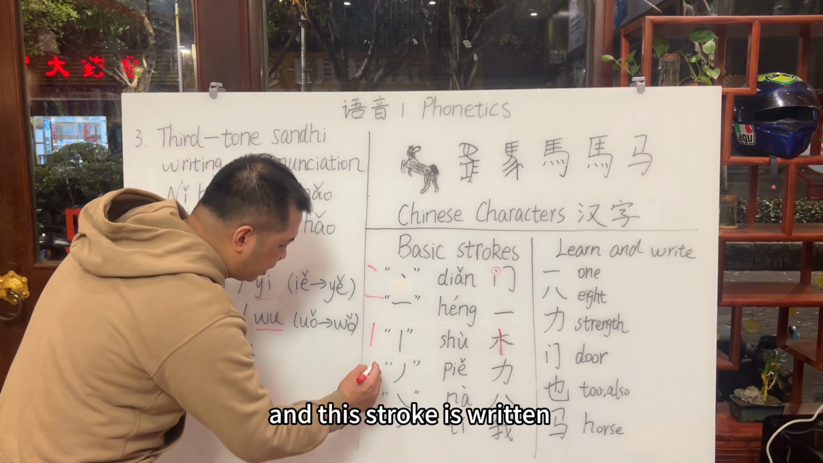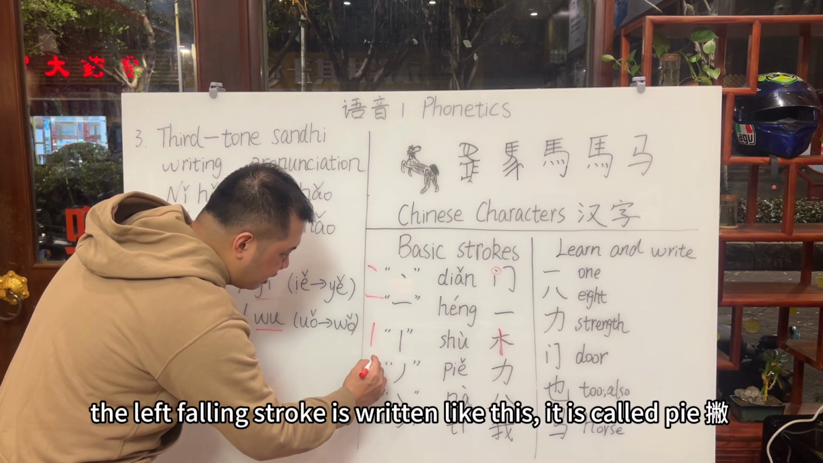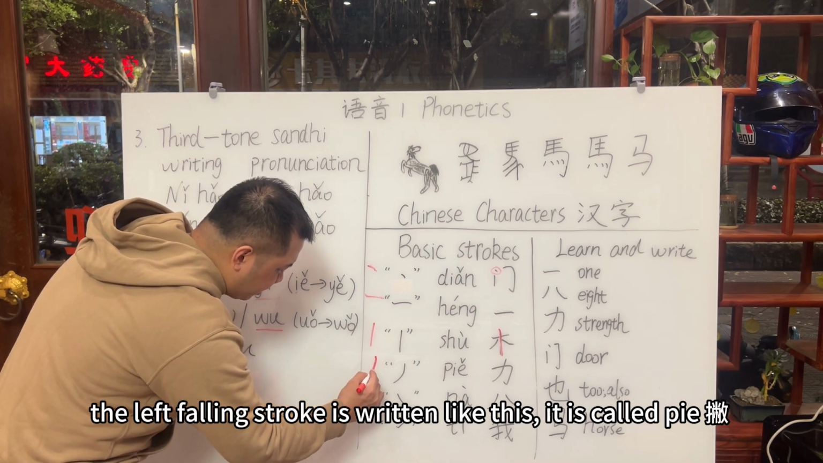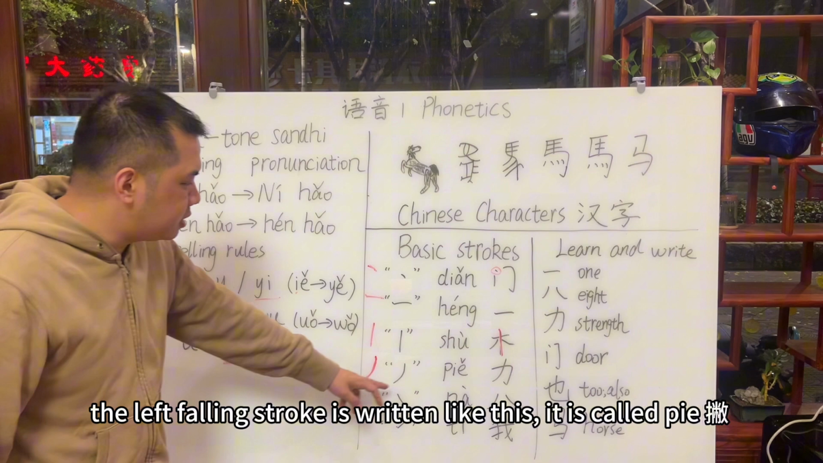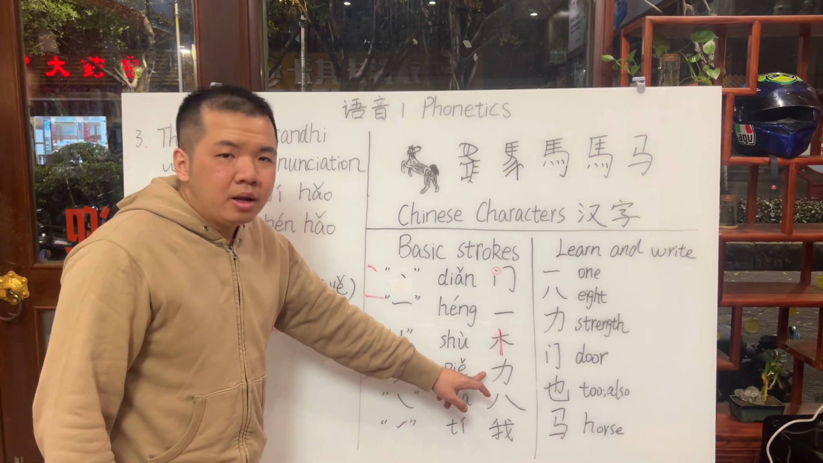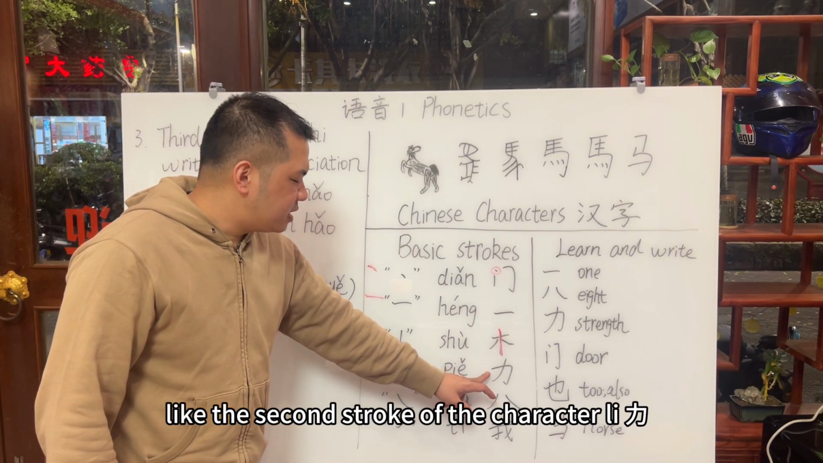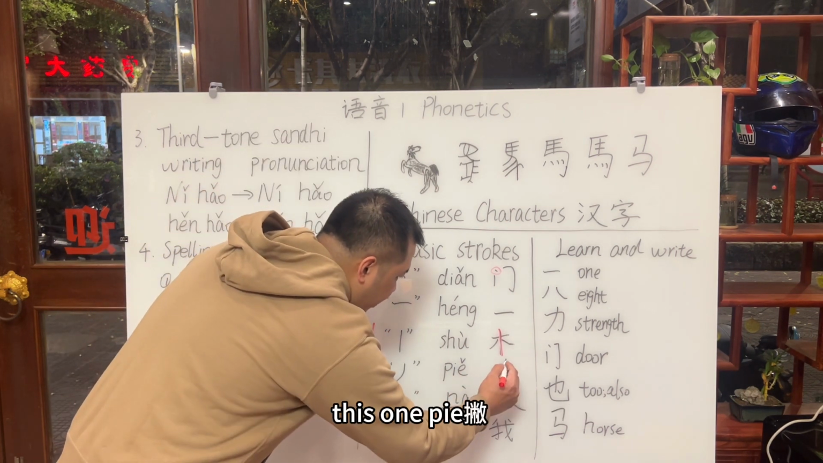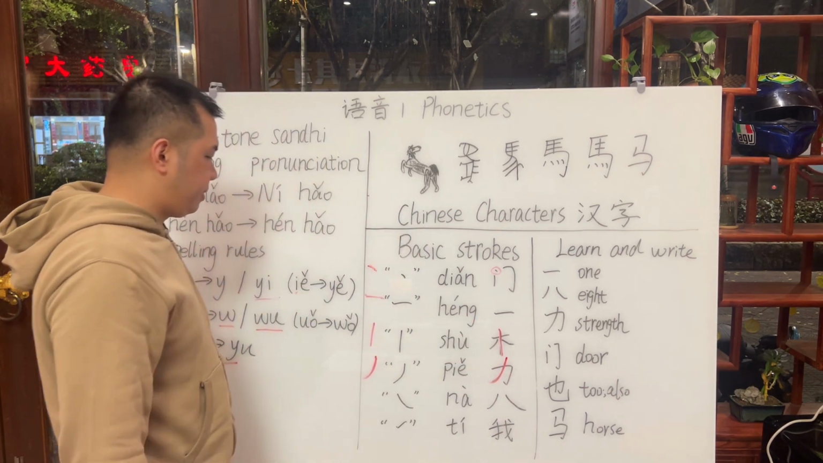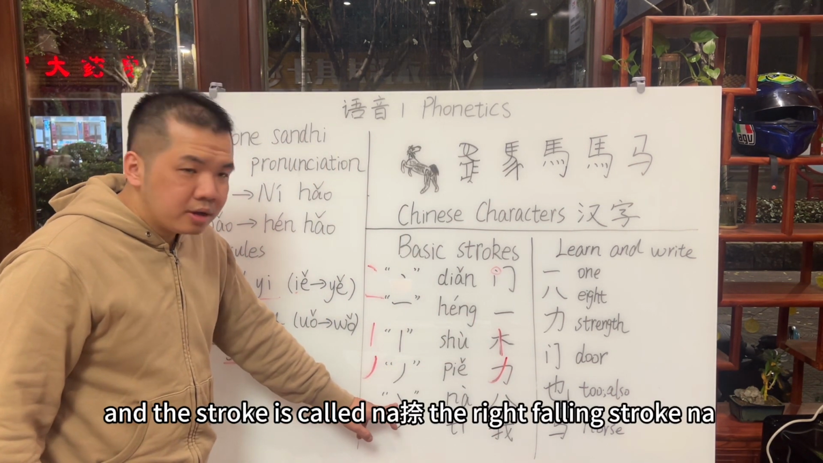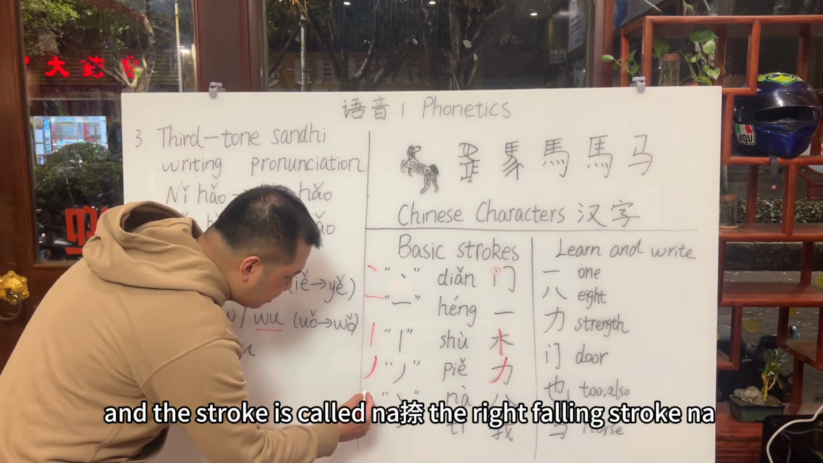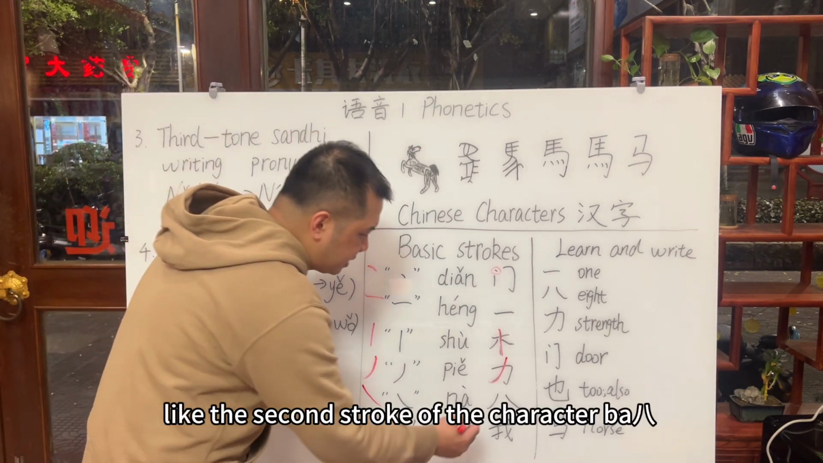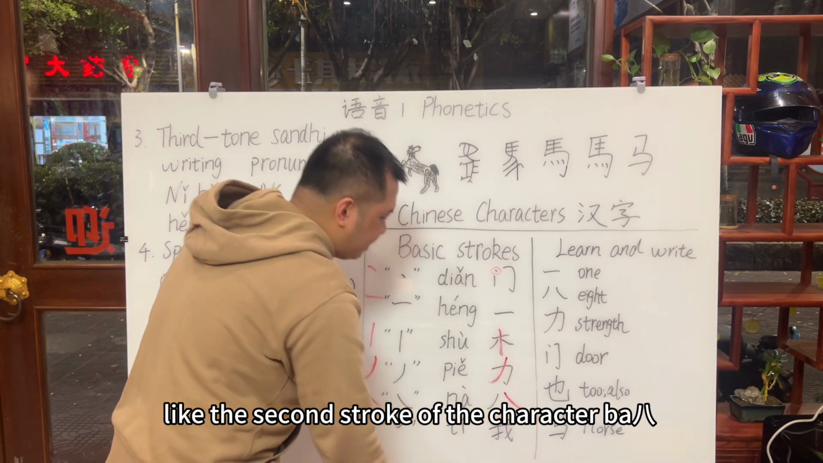And this stroke, the left falling stroke, is written like this. It's called 撇. Like the second stroke of the character 力, this one, 撇. And the stroke is called 捺. The right falling stroke, 捺, like the second stroke of the character 八.